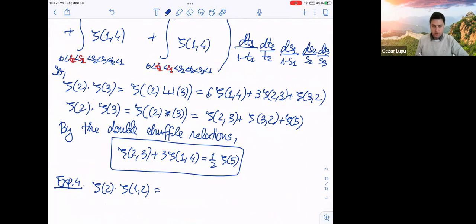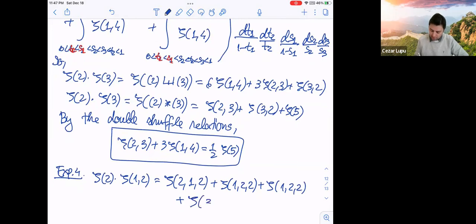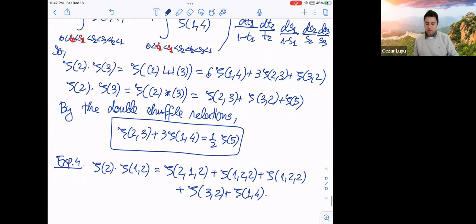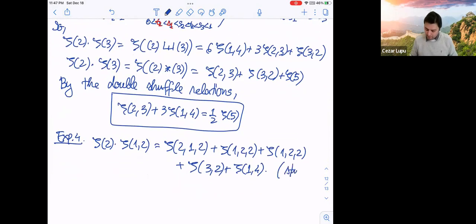So if we do the shuffle, so this would be what? This would be zeta of 2,1,2 plus zeta of 1,2,2 plus zeta of 1,2,2 again, plus, and now we'll have two double zeta values, zeta of 3,2 plus zeta of 1,4. So this is what we mean when we do the shuffle product, right?